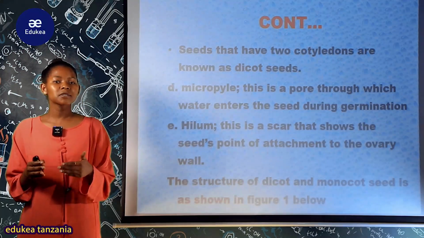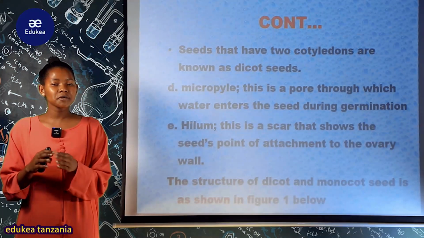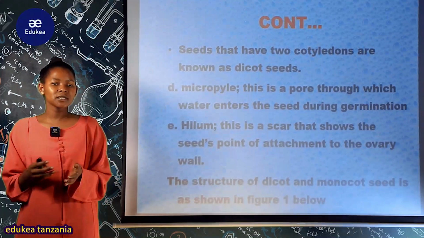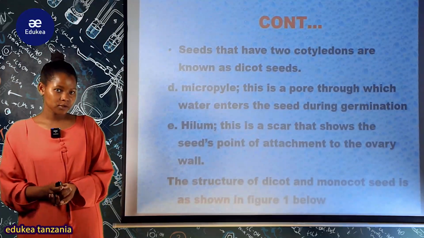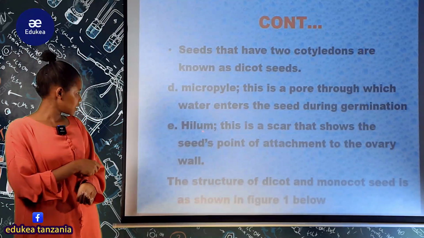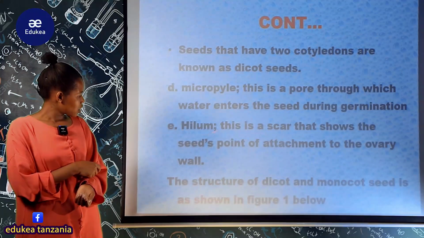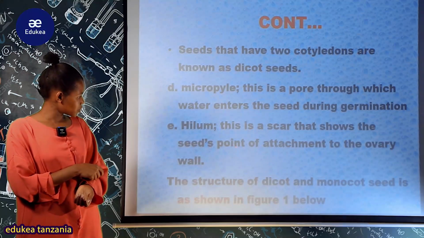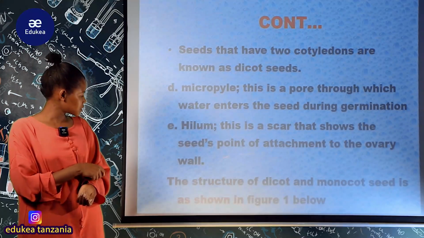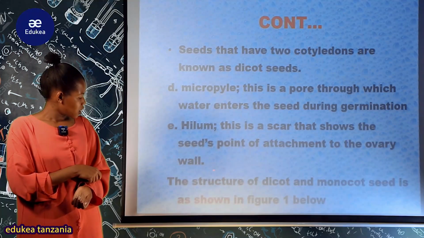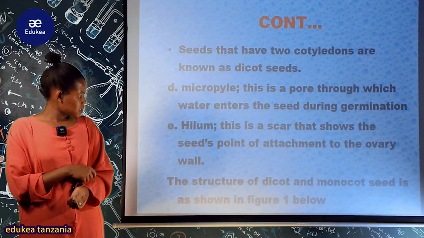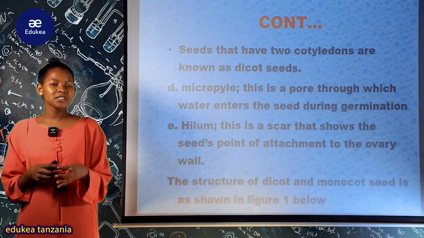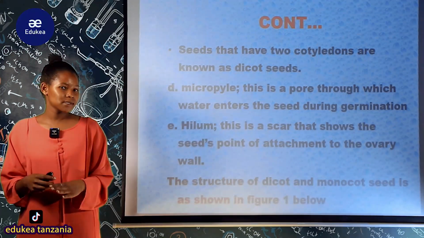Na hii ni muhimu kwa sababu itasaidia ile seed kuweza kusoften up na kuallow permeability as well as soften the seed coat for easy germination. Also, we have the hilum, another part of the seed. This is a scar that shows the seed's point of attachment to the ovary wall. As we can see, hilum ni kama a scar ambayo inaonyesha attachment ya ovary kwenye seed.